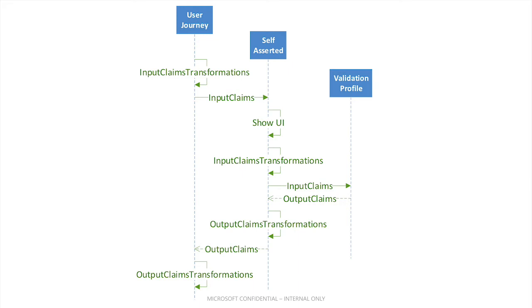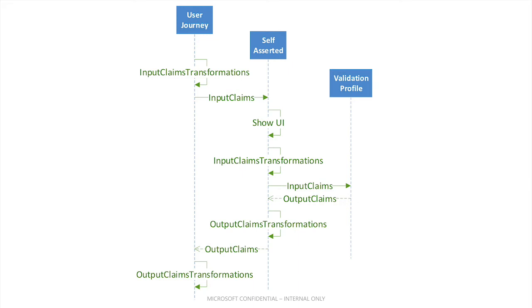I'm confused. So self-asserted is going to do input claims transformations that are referenced on the validation technical profile. But because the validation technical profile still needs to be invoked, they're done ahead of time. And then the validation technical profile is invoked with all those input claims.